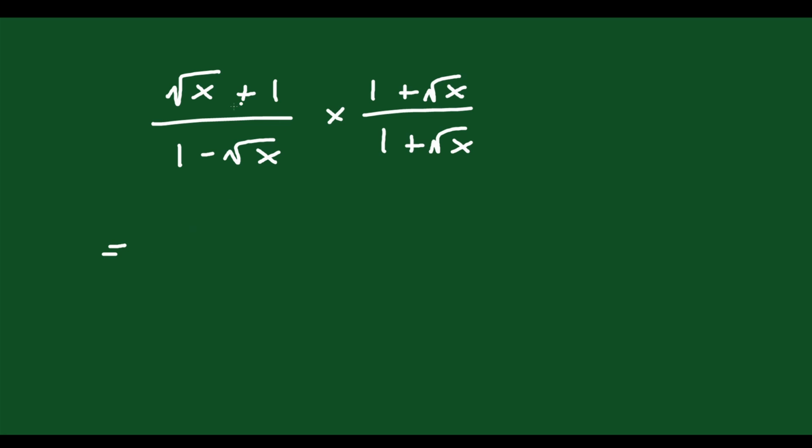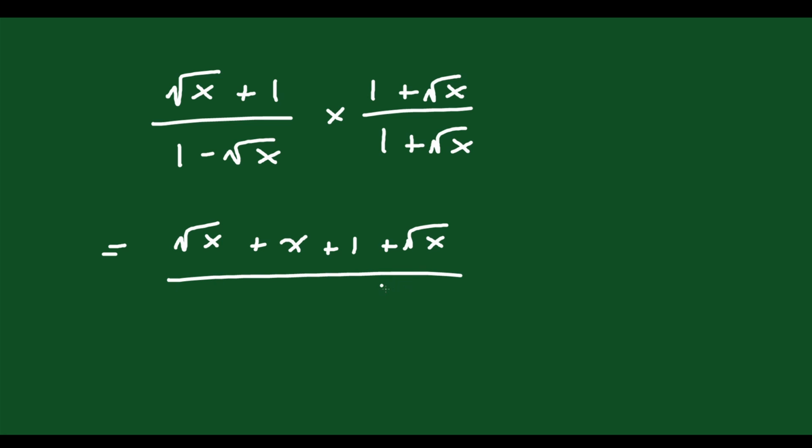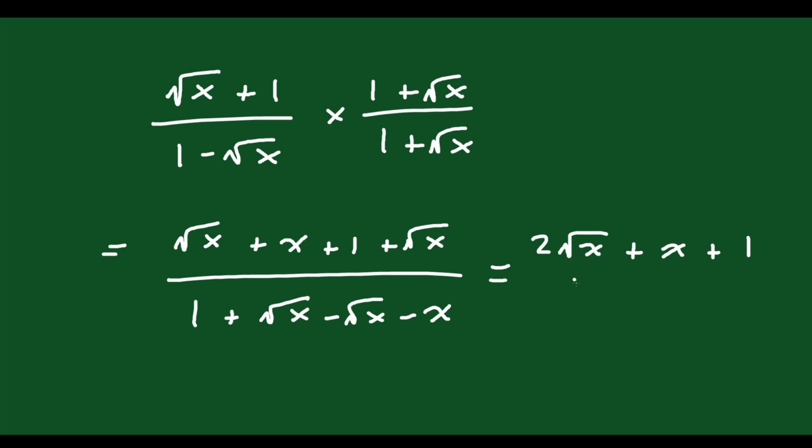Okay, so on the top you have root x times 1 is root x times root x is x, 1 times 1 is 1, 1 times root x is root x, divided by 1 times 1 is 1, 1 times root x is root x, negative root x times 1 is negative root x times root x is negative x. Okay, collect like terms. On the top you're going to have 2 root x plus 1. On the bottom these two cancel and you're left with 1 minus x.